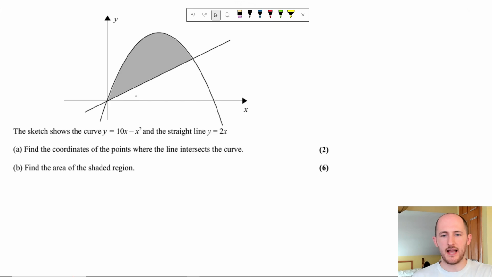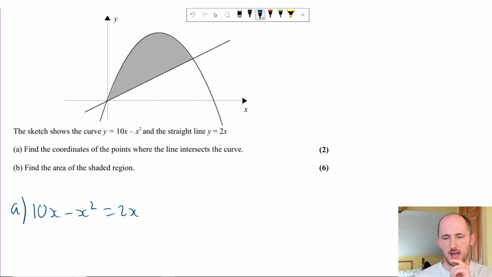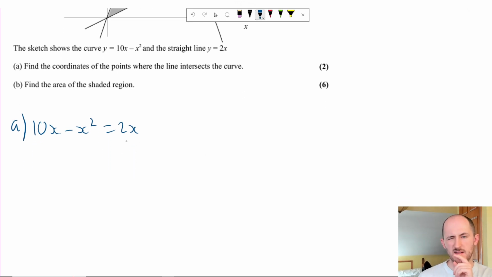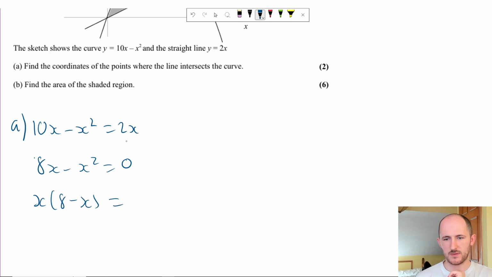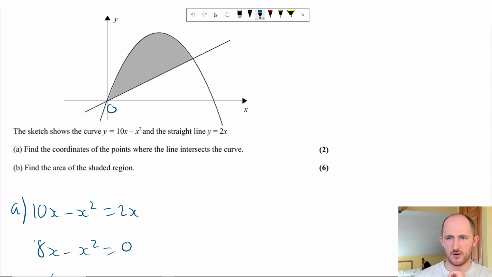But let's start with part A. There's a special reason why they've asked you to do this for part A. Find the coordinates of the points where the line and the curve intersect. That's going to be 0, 0, but whatever. To do that, we're going to equate the two things. So 10x minus x squared equals 2x. Move everything to one side, so I'm going to minus 2x on both sides, and we get 8x minus x squared equals 0. Factorize to solve: x times (8 minus x) equals 0. So x equals 0, and x equals 8. That does make sense, because this is our 0, and that's our 8 value.